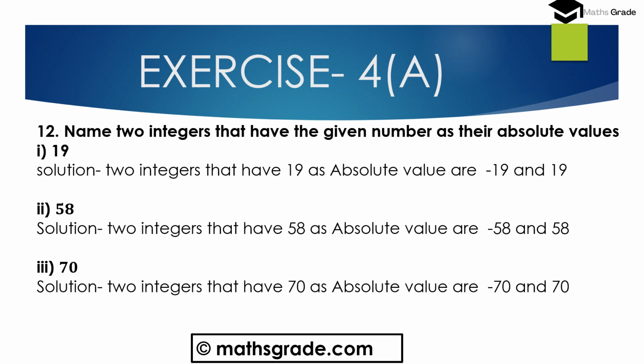Now question number 12. Name two integers that have the given number as their absolute values. 19. Two integers that have 19 as their absolute value are 19 and minus 19, negative 19 and positive 19. 58. Two integers that have 58 as absolute value are minus 58 and positive 58. Third bit, 70. Two integers that have 70 as absolute value are minus 70 and plus 70.